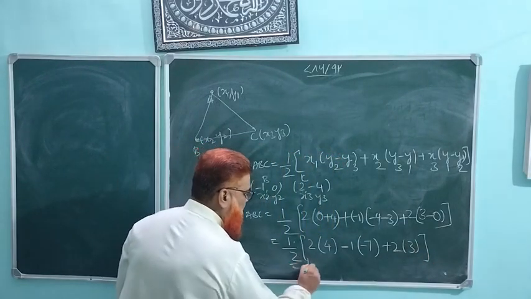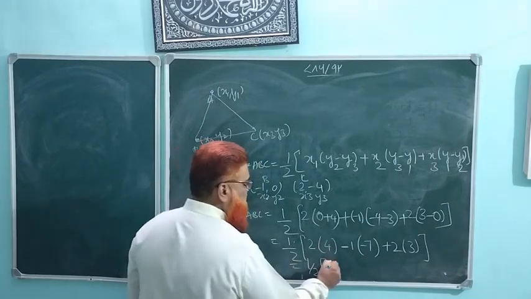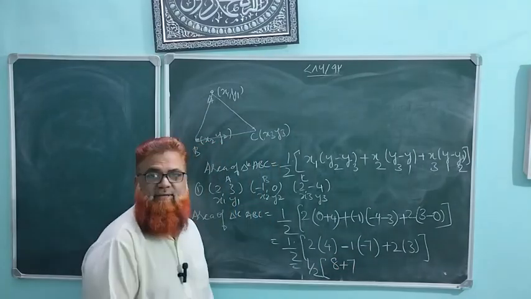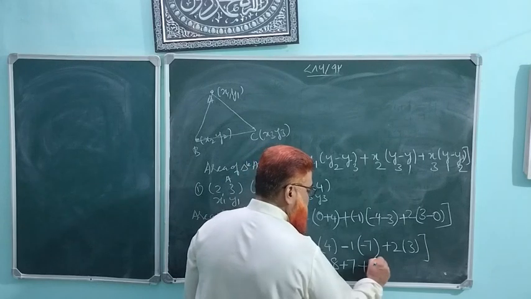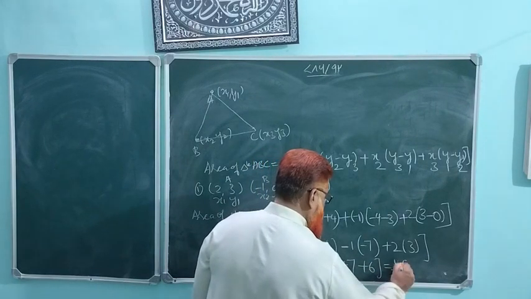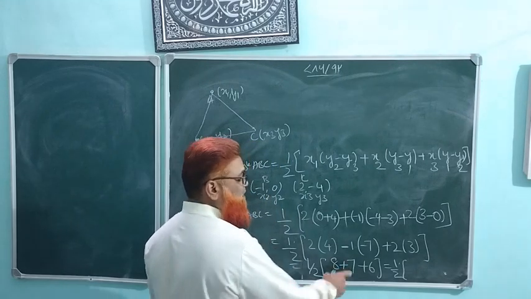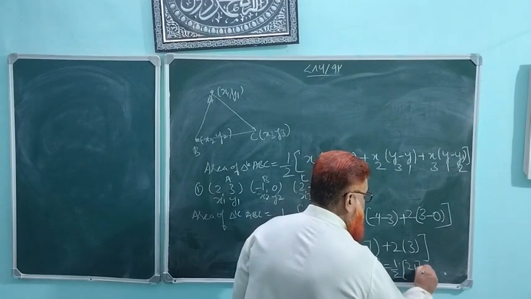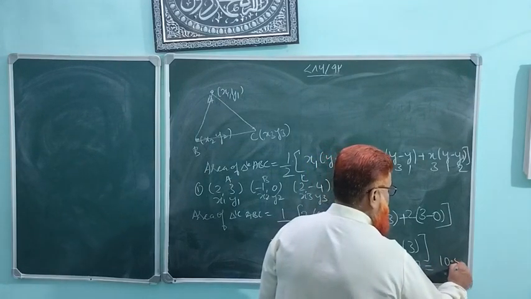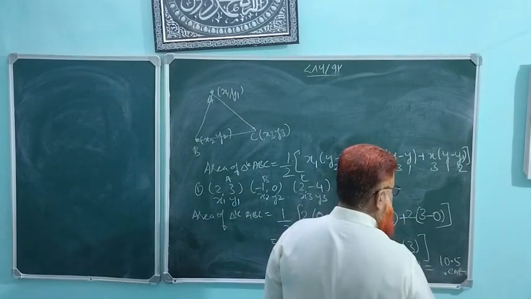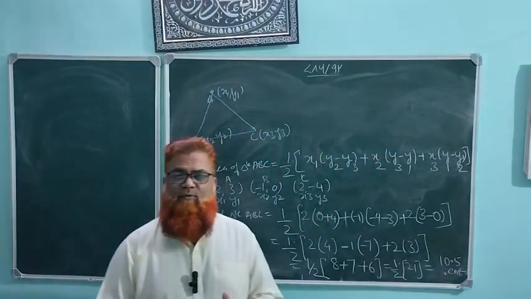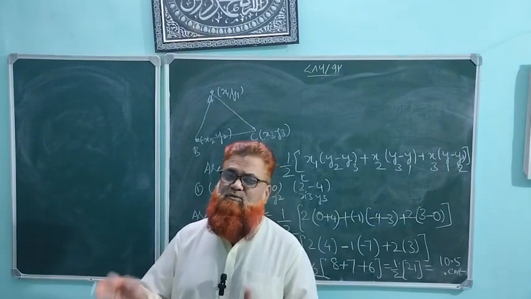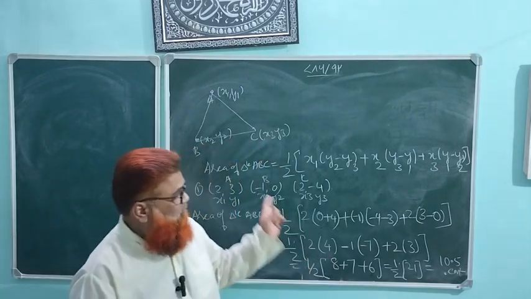Which is equal to half into 2 4s are 8, minus into minus plus 1 7s are 7, plus 2 3s are 6. Again it is equal to half into 8 plus 7 is 15, 15 plus 6 is 21. Half multiplied by 21 is equal to 10.5 square centimeter. This is how we found the area of a triangle whose vertices are given as x1 y1, x2 y2, x3 y3 using the formula.